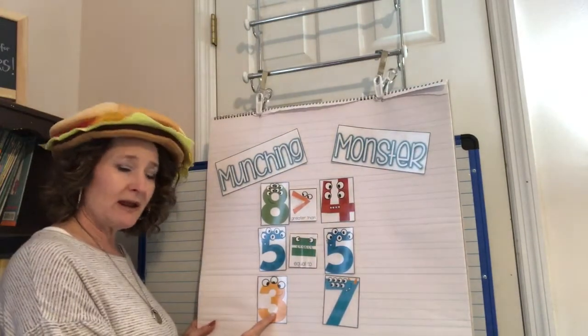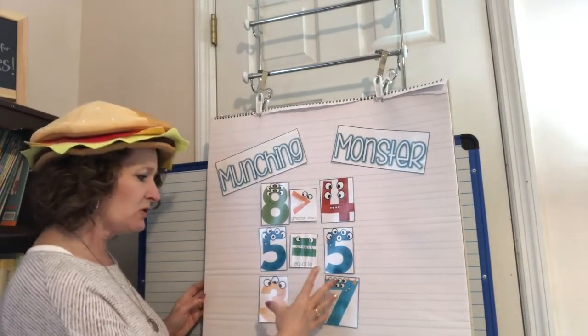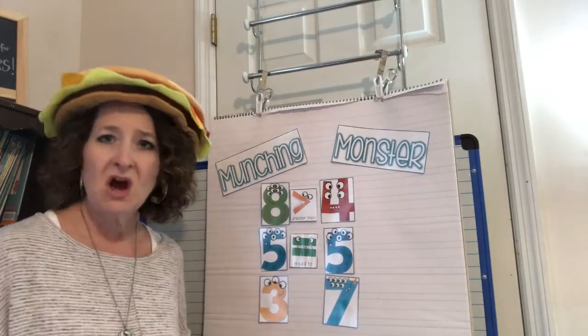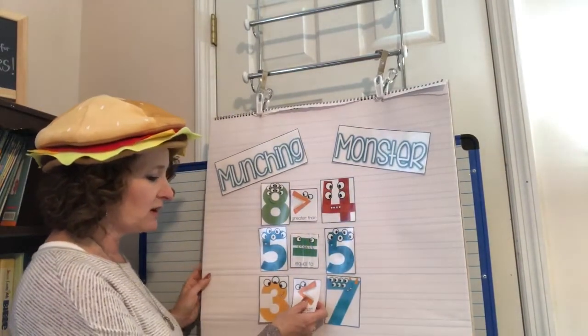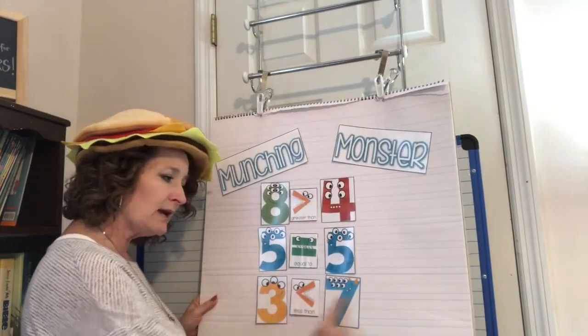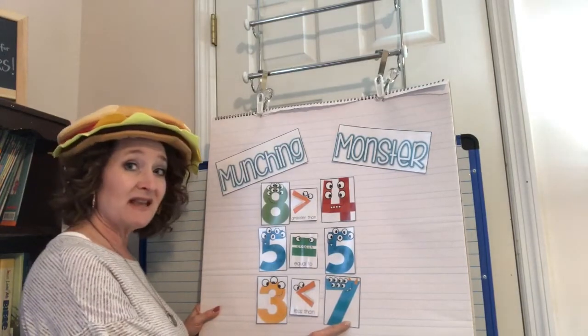What about this one? I see a 3, but then I see a 7. Ooh, am I going to need a Munching Monster who's going to eat 3? No, he's going to choose to eat 7 because he always wants to eat what's greater. So when I look at these numbers, I say 3 is less than 7.